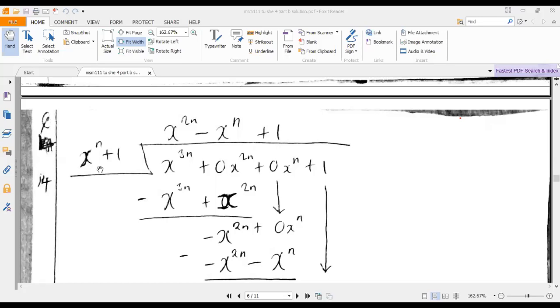When you are using long division, you put them in this form. Since we've been given x to the power 3n plus 1, here we have x to the power 3n. We know that here it will be plus 0 x to the power 2n, plus 0 x to the power n, plus 1. Are we okay there? All right, so we have been given something like this.